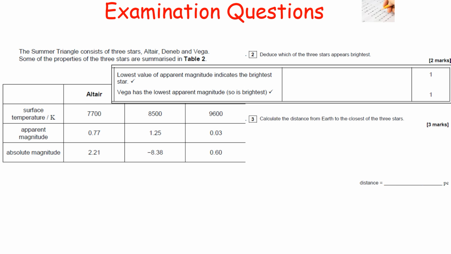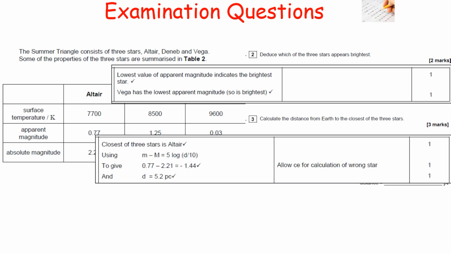Now the next question says calculate the distance from the Earth to the closest of the three stars. Again, what you're going to have to do is use our equation, apparent magnitude minus absolute magnitude equals 5 log d over 10, where d is going to be in parsecs. So to work out your value, you would find your difference in apparent magnitude and absolute magnitude. You can then pop it into the equation to work out d. You can do this for all three of the stars and then work out which is the closest.